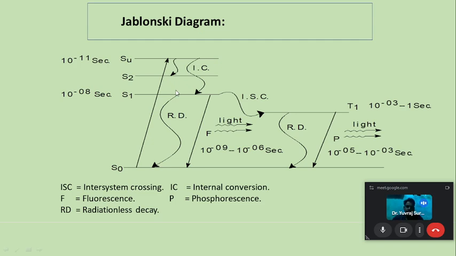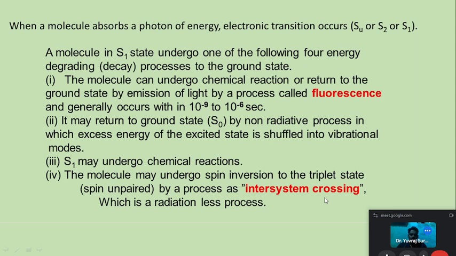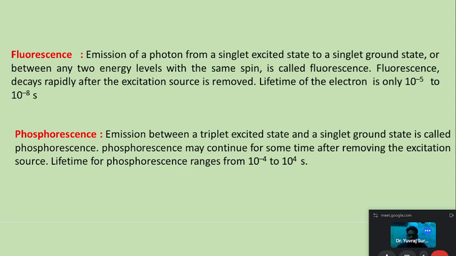From T1 to S0, the phenomenon is called phosphorescence. Similarly, we have to see these in detail. What is intersystem crossing? The molecules come from a higher S energy level to the T1 energy level. Then what is fluorescence? Emission of a photon from a singlet excited state to a singlet ground state, or between two energy levels with the same spin, is called fluorescence. That is, molecules from S1 to S0, similar energy levels, that is fluorescence.